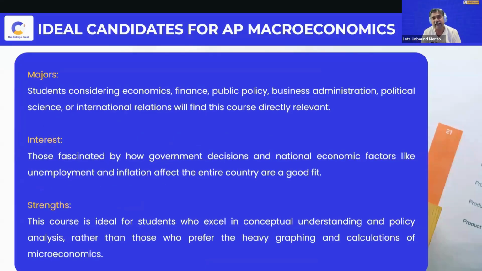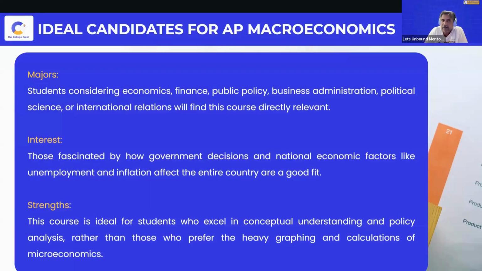Okay, ideal candidates for the AP Macroeconomics course as far as the majors are concerned. So students who are considering taking economics, finance, public policy, business administration, political science, or international relations as their majors, this is a very good course that you can opt for. It would be highly relevant to your particular field of study. So you might want to consider AP Macroeconomics as one of the better options in terms of which AP you want to go for.